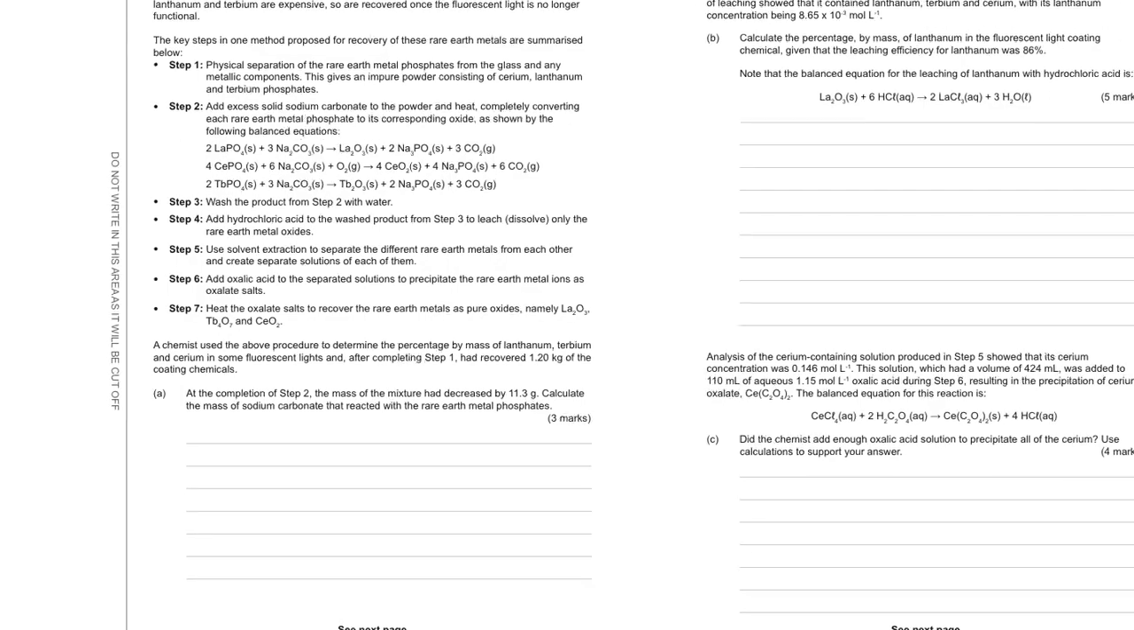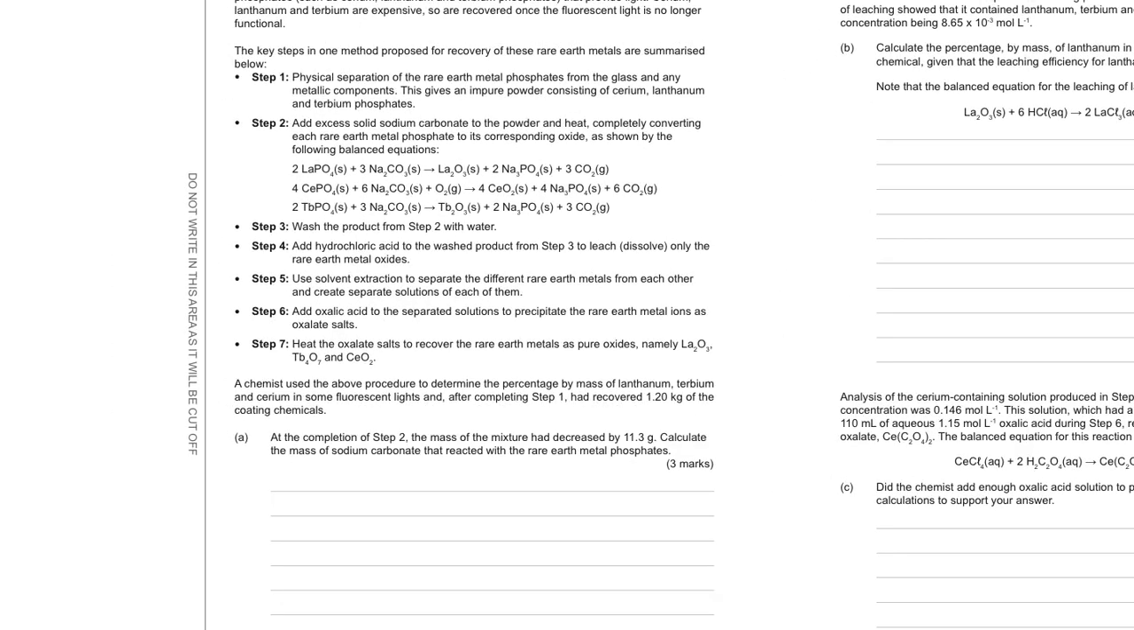A chemist used the above procedure to determine the percentage by mass of lanthanum, terbium and cerium in the fluorescent lights after completing step 1 and recovered 1.2 kilograms of the chemical coatings. So 1.2 kilograms is effectively all of this stuff here. At the completion of step 2, and that's important, the mass of the mixture had decreased by 11.3 grams. Calculate the mass of sodium carbonate that had reacted with the rare earth metal phosphates.